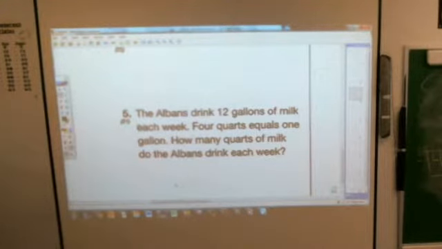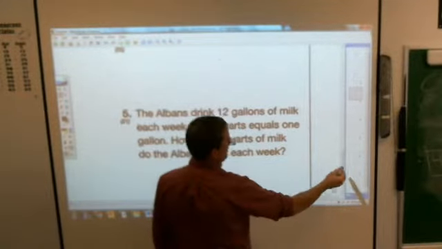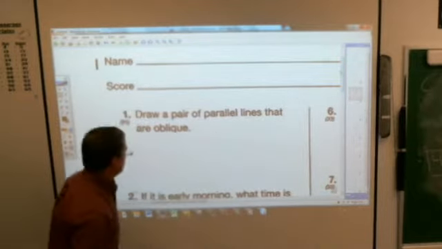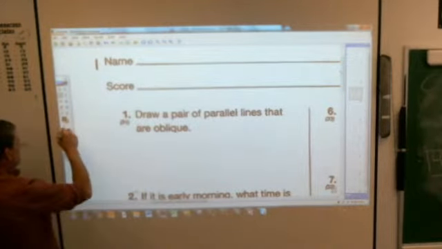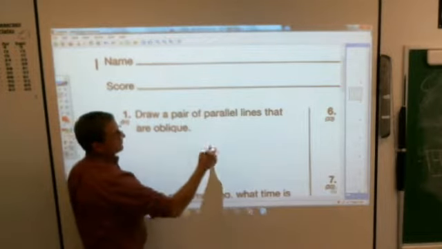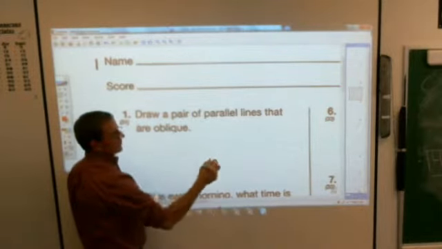Okay, here we go. That's correct. Pretest 7A. I assume 7A told you to draw parallel lines that are oblique. Remember, oblique means they're not perpendicular or horizontal or vertical.